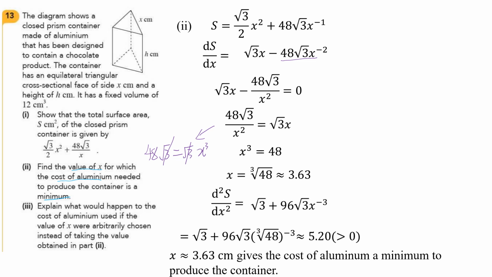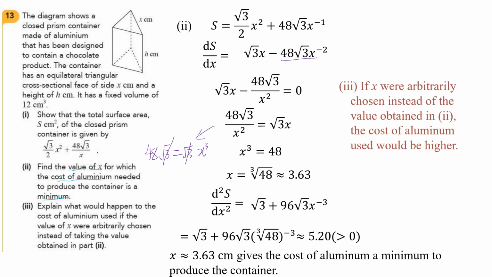Alright, never mind. So let's look at the answer for part 3 as what I've explained just now. If x was arbitrarily chosen, that means if you use x equals some other value than 3.63, then the cost of aluminum used will be higher, because 3.63 is the minimum.